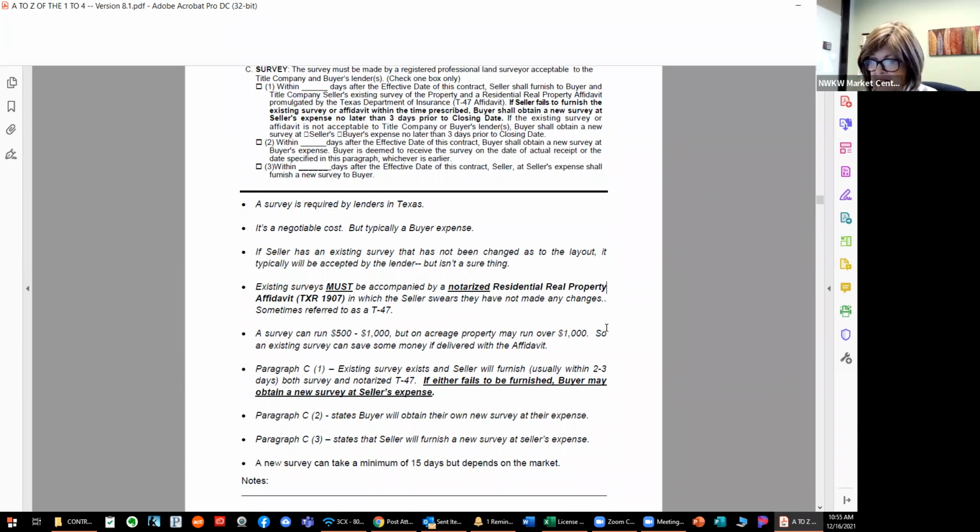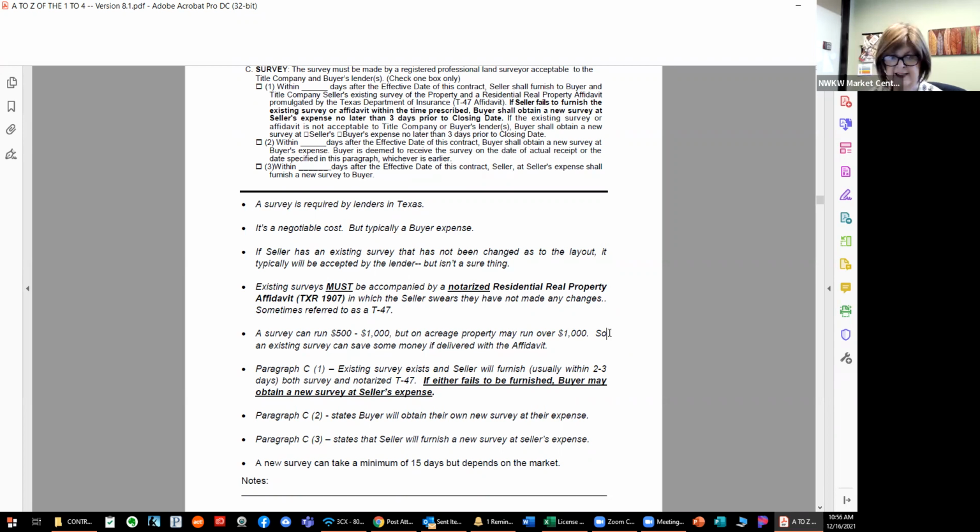This is really important. Existing surveys must be accompanied by a notarized residential real property affidavit known as a T47. It's a Texas Realtor 1907 document, on which the seller swears that they have not made any changes on that property. They could have made changes inside, but as far as the location, they have not made any additions. They could say, we've added a patio, but you never draw on the survey. You don't do that. They have to have that T47.